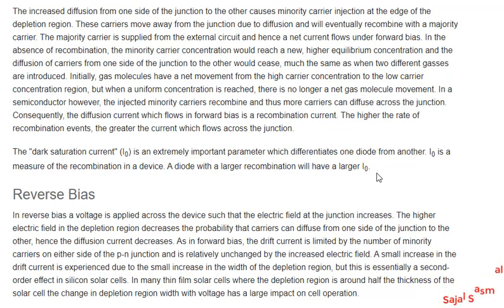In many thin-film solar cells where the depletion region is around half the thickness of the solar cell, the change in depletion region width with voltage has a large impact on cell operation.